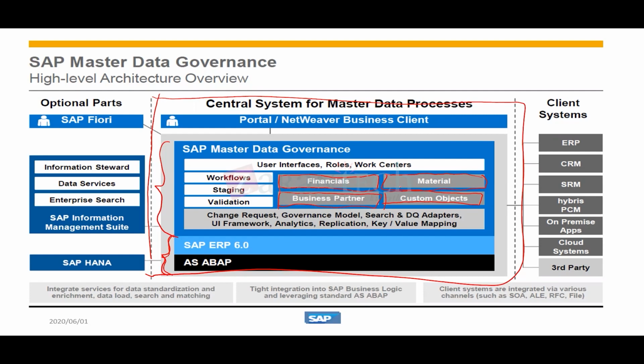Even whatever we discussed earlier, there are other objects, Utopia objects, that we call the EAM objects, and article master. These objects are also developed using the custom object framework only. That's why SAP is not specifically showing the staging area separately for EAM or article master. Those are covered under custom objects.